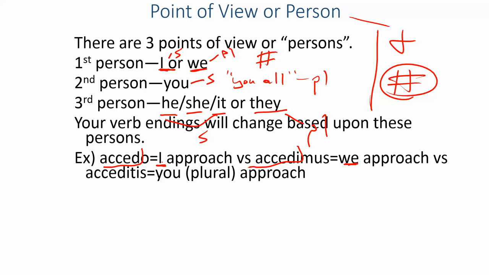So this is first person, I. This is first person, we. But this is singular, and that's plural. And the Latin ending changed to show that.